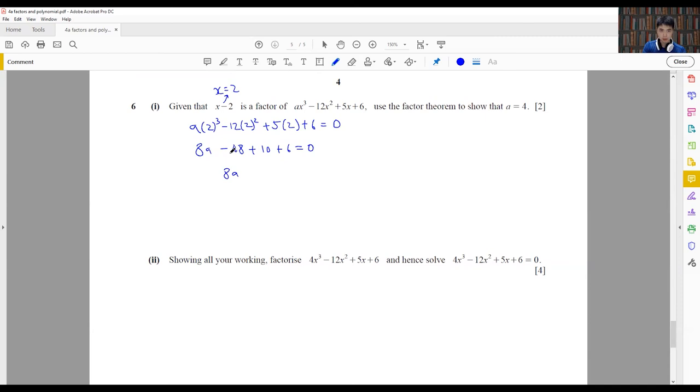8a would therefore equal negative 48 plus 10 plus 6, which equals negative 32, because this adds up to negative 32. Bring it over, becomes positive 32. a would finally equal 32 over 8, which is 4. a equals to 4 as shown in your question here. If you guys don't get the same answer, that means you've done something wrong with your working, and I would recommend you to redo the whole thing.